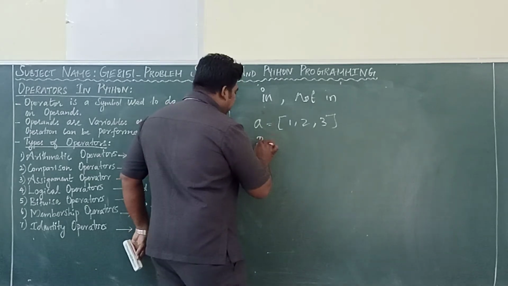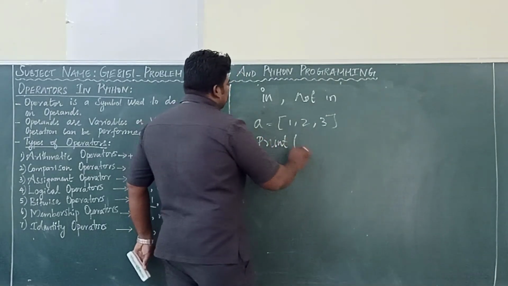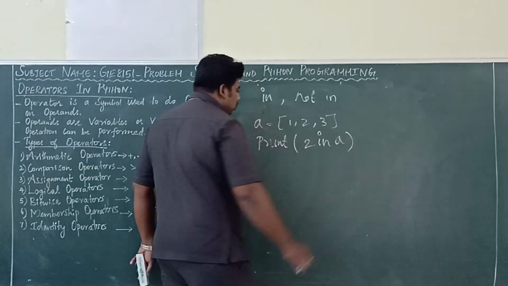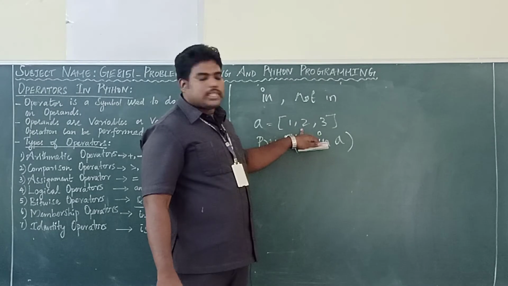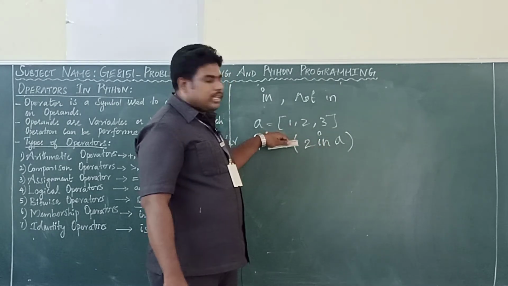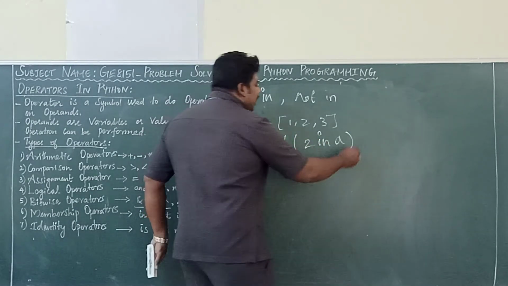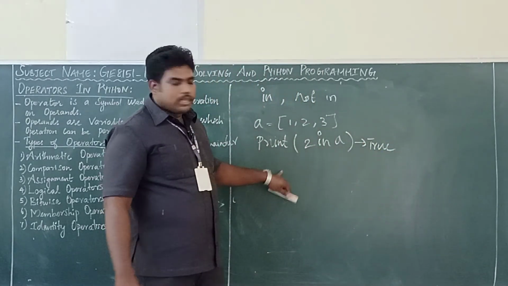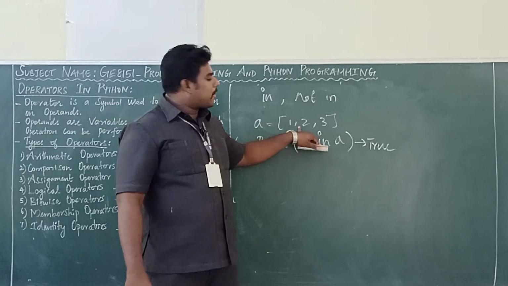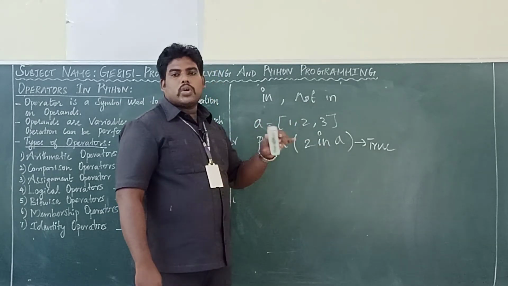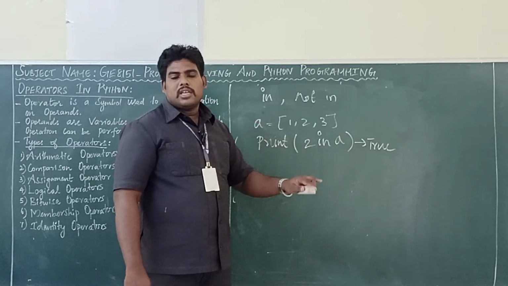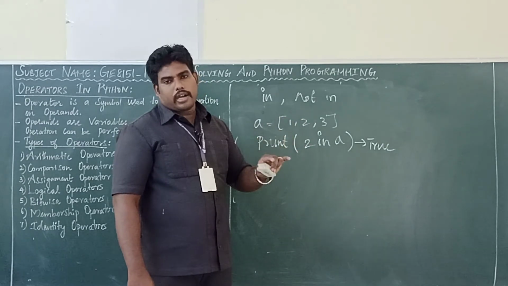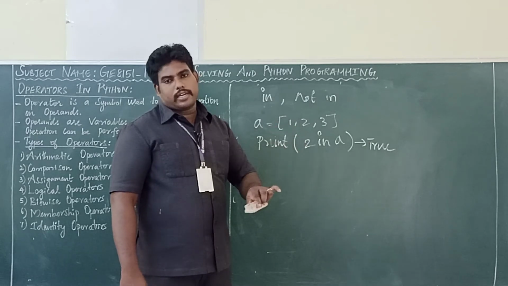So for example, print 2 in A. 2 is nothing but the element present in the list. A is the list name. So what answer will you get? You will get the answer True. What does it mean? The particular element 2 is present in the list A. So in is used to check whether the particular element is present in the list, or present in the sequence, or not.